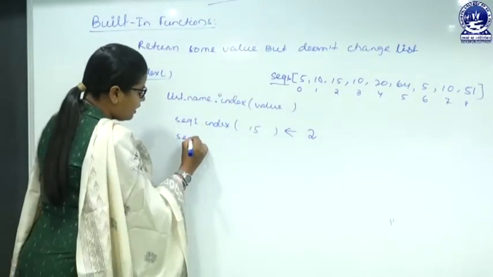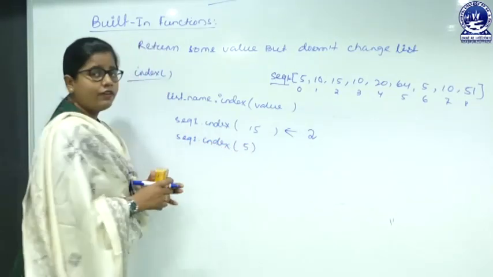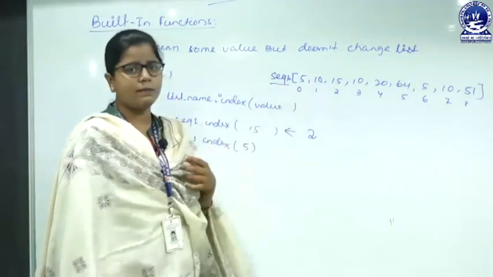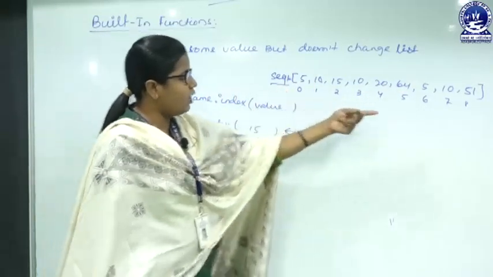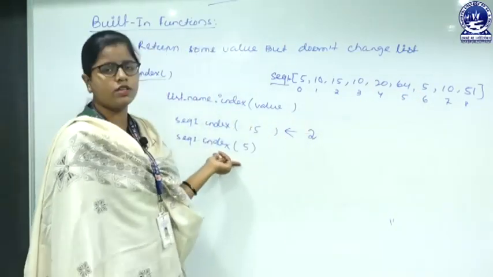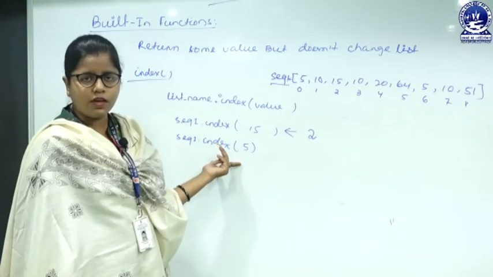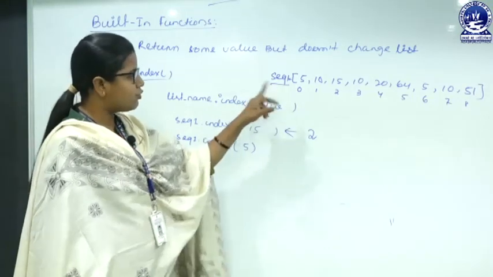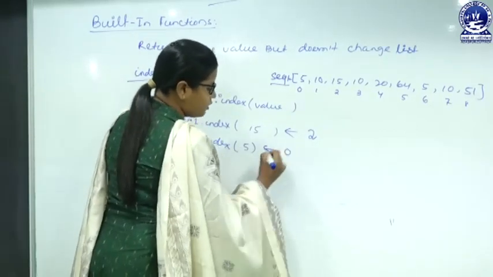Suppose I want to return the index value of 5. How many times is 5 there? 5 is there 2 times. Here is the 5 and here is another 5. This is index value 0 and this is index value 6. So, which one will the index function return? When we call the index function, it will return the index value which appears first in the list. We should remember that. Which one is the first? 0 is the first, so this will return 0.